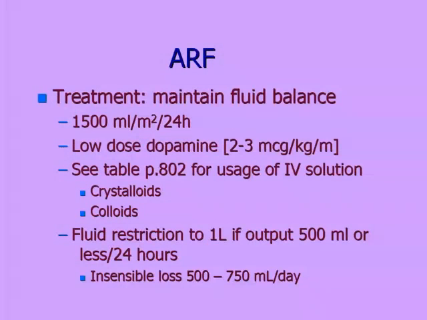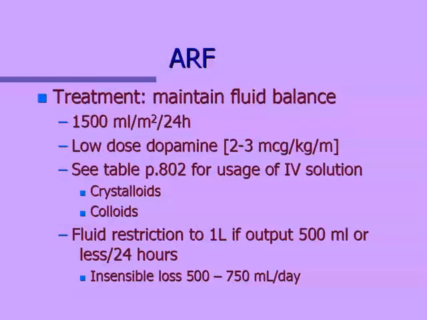With acute renal failure, the treatment is to maintain the fluid balance between about 1,500 milliliters per meter squared every day. And yet low-dose dopamine works, 2 to 3 mics per kilo per minute, but it should only be short-term. There's a table on page 802 that talks about the IV solution that you can use, crystalloids or colloids, but there really hasn't been any clinical difference between using crystalloids or colloids, and crystalloids are a whole lot cheaper. Remember, those are your regular IVs, where your colloids are your albumin and your dextran, things like that, of that nature.